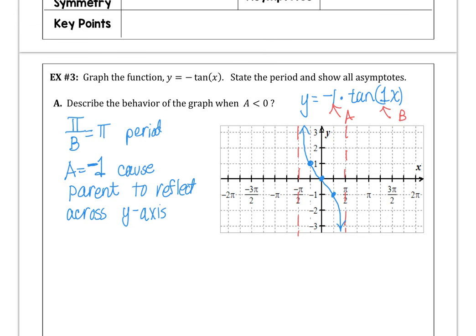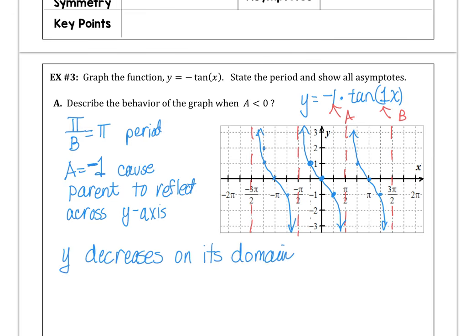And we can draw several of those repetitions on the graph paper that they've given us. So our function is decreasing from left to right. It's monotonic, which means the behavior's the same, and it's decreasing. So we can say y is decreasing on its domain.